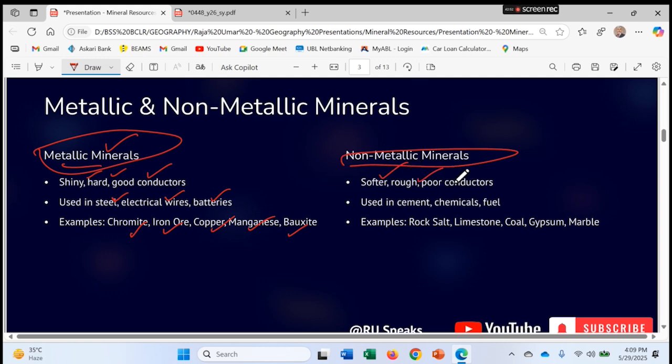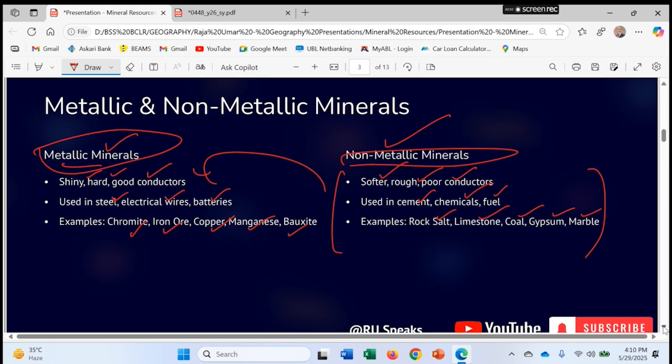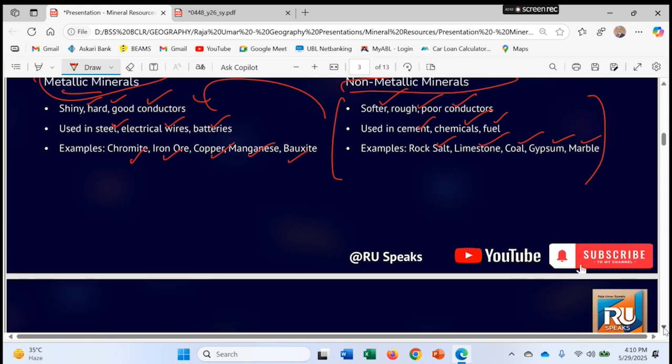And then the non-metallic minerals are softer, rough, poor conductors of heat and electricity, used in the cement industry, chemicals and fuel, the fossil fuels, talking about petroleum, natural gas and coal. Examples: rock salt, limestone, coal, gypsum, marble. They all are known as non-metallic minerals, as they are rough, softer in comparison with the metallic minerals, and poor conductors of heat and electricity.